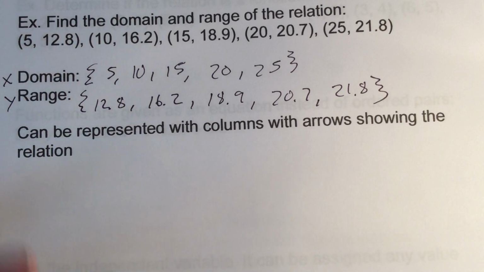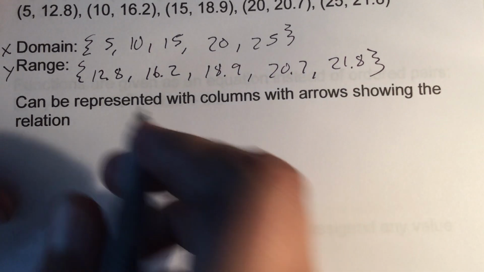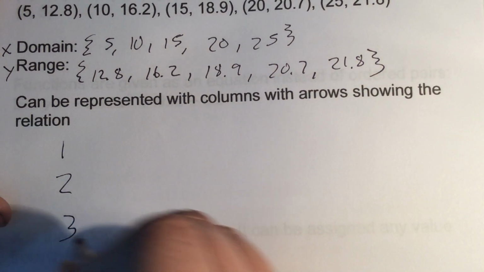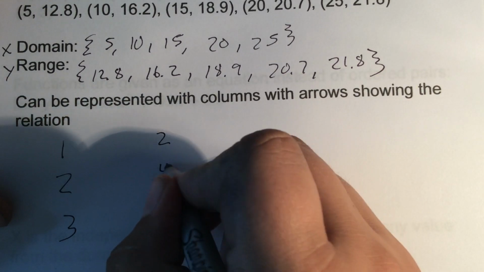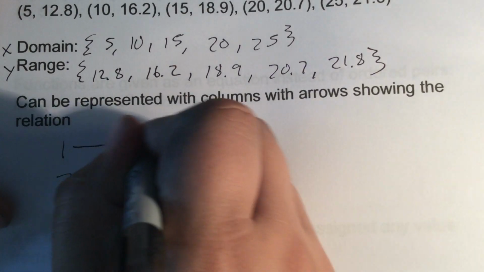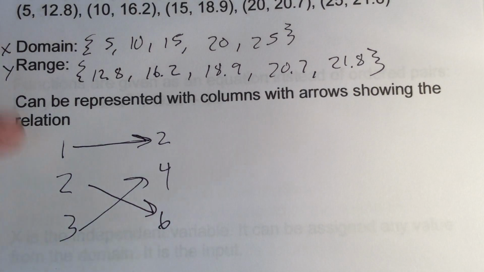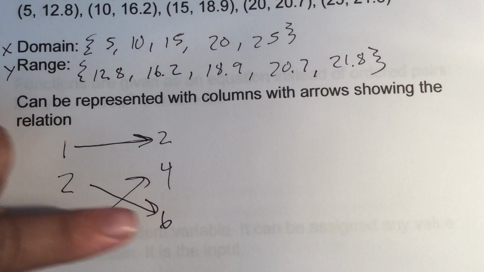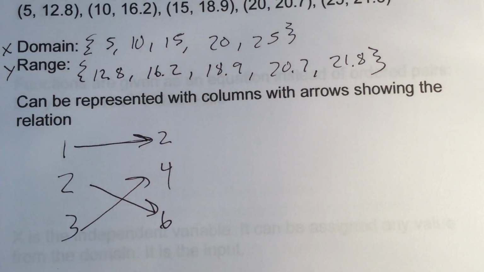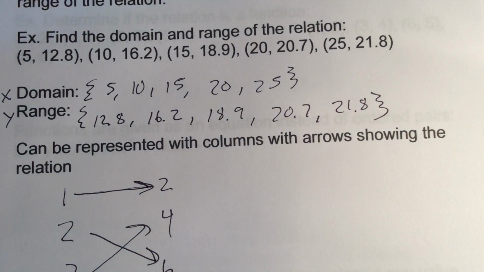Now, we can also represent this with columns and arrows showing it. So let's say we had 1, 2, 3. Over here we could have 2, 4, 6. Well, we can show how that relation ties by drawing arrows to numbers. And they don't always have to go just straight across. It's just linking, okay, hey, this one goes with this one, this one goes with this one. It's more of a visual of how things go together, versus here is more analytical, you have the numbers, boom, we see it as an ordered pair of these are paired together.